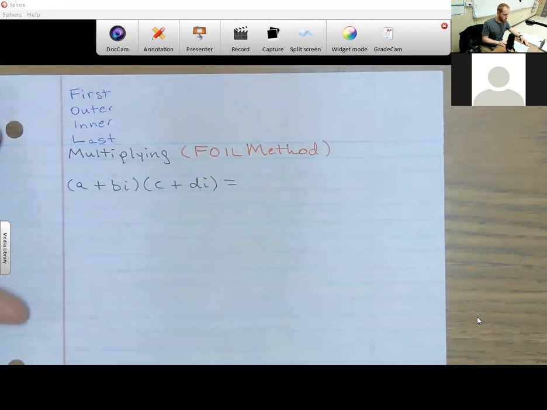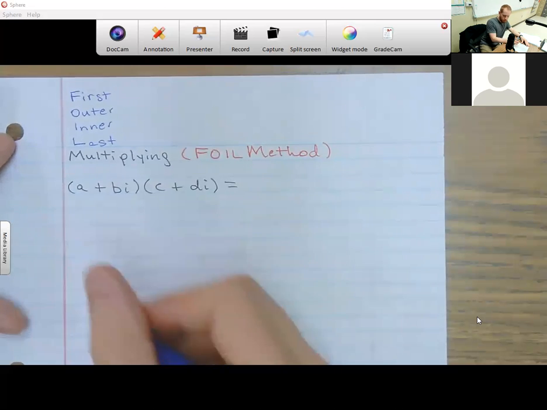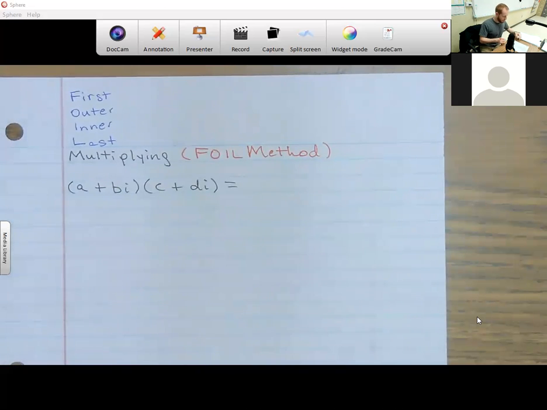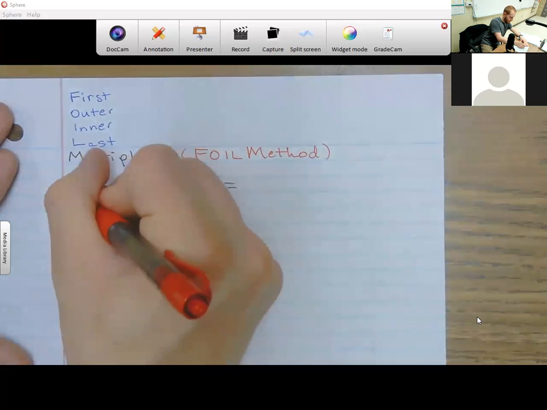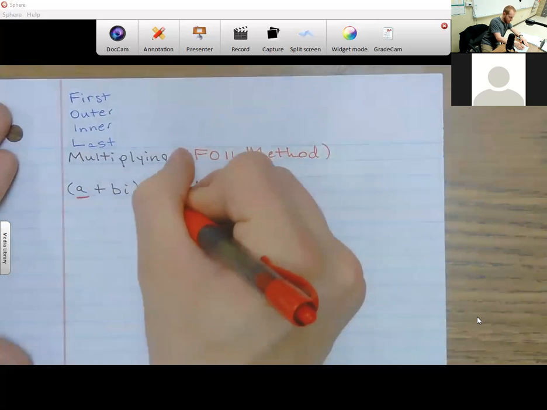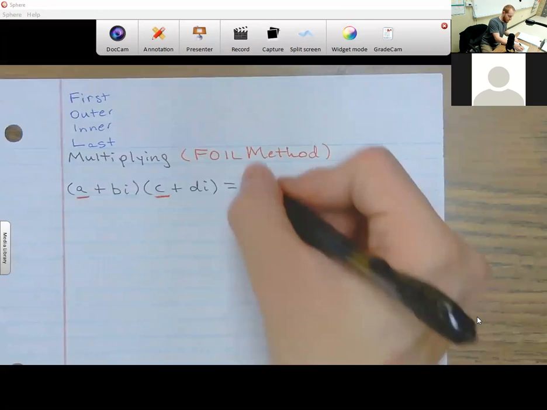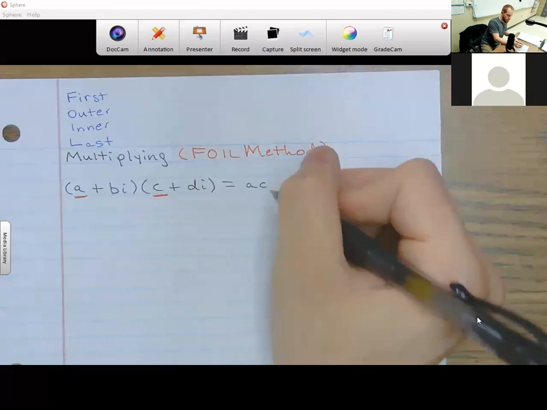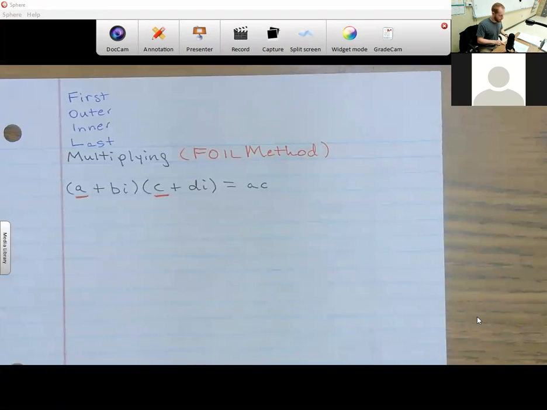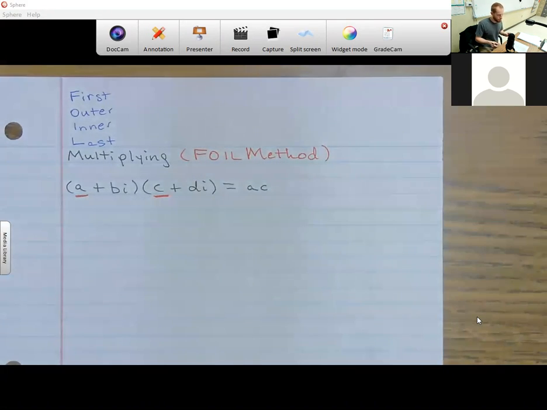So let's look at the first 2 terms. My first 2 terms are going to be, and maybe I should switch to red for this, a times c. A times c is going to give me ac. So that's what I start off with, my first two terms. I just go ahead and multiply those together.